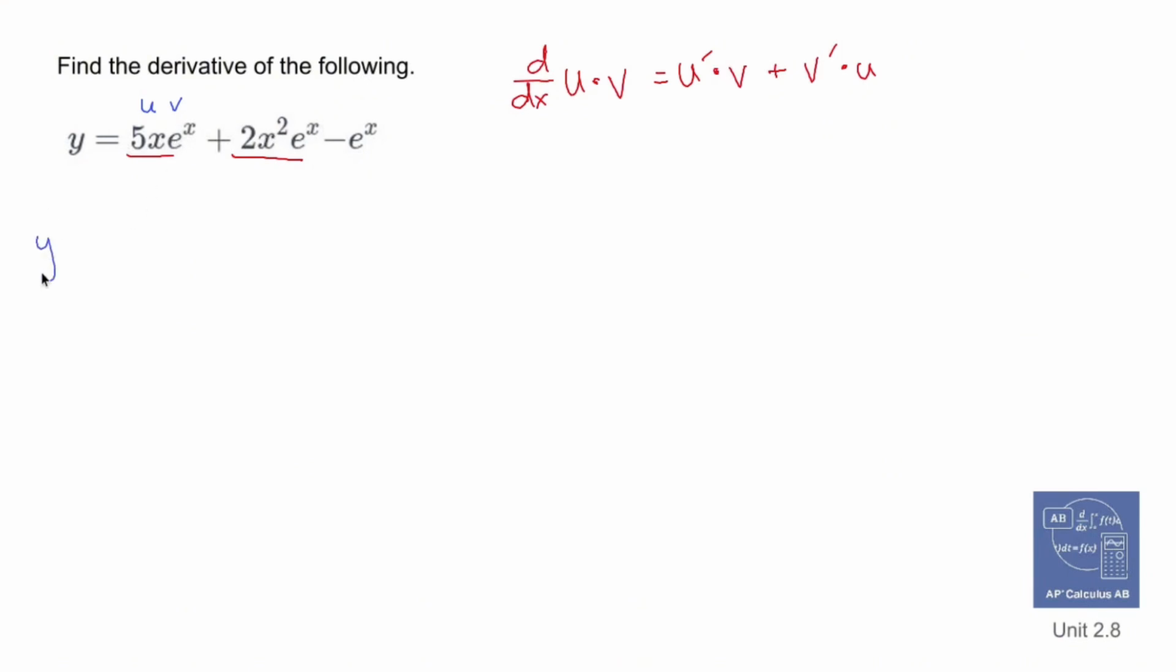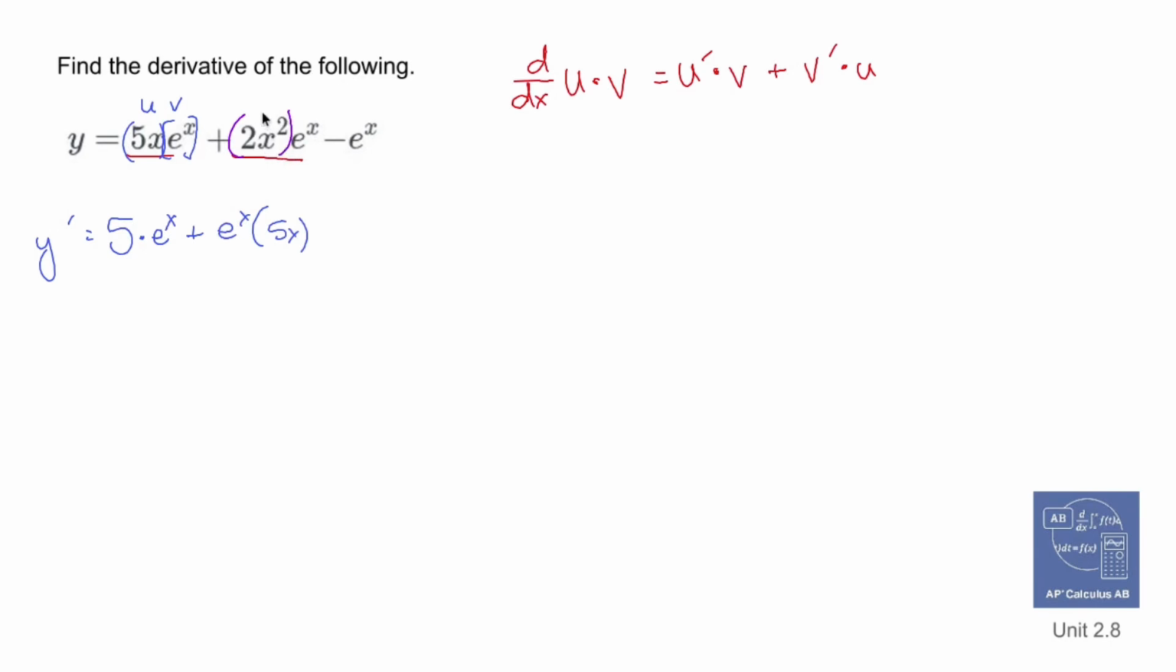So y prime is going to equal, take the derivative of the first guy, and again, by the first guy, I mean 5x, so the derivative of 5x is just 5, multiply the second guy as is, so times e to the x, plus take the derivative of the second guy, the derivative of e to the x is just e to the x, and multiply the first guy as is, so 5x. All right, so that's u. We'll clean u up in a bit. Let's do the same thing again.